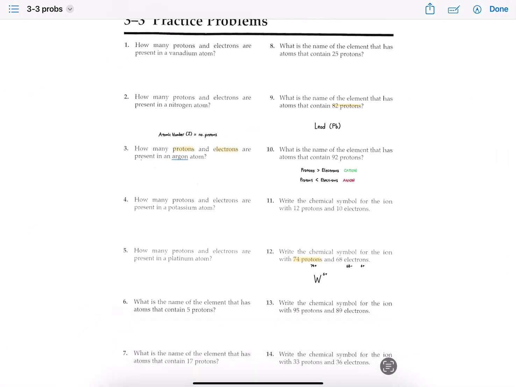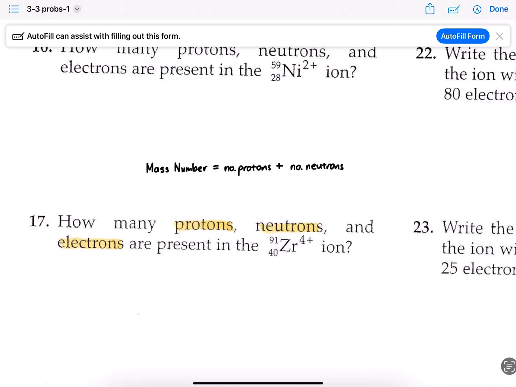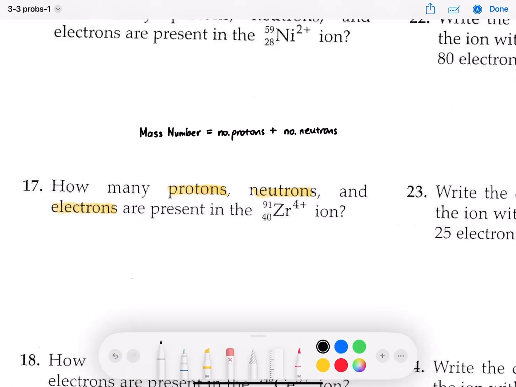Let's take a look at the fourth type of problem. How many protons, neutrons, and electrons are present in the zirconium ion? That looks a little bit complex, but if we dissect it one by one, the number on the upper left corner is what's known as the mass number. The mass number represents the sum of the protons and the neutrons. The number on the bottom is the atomic number, which represents how many protons there are.